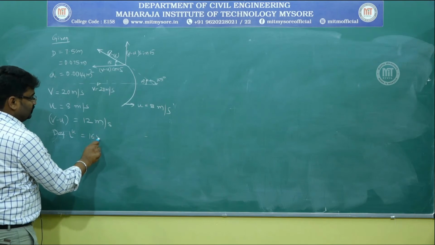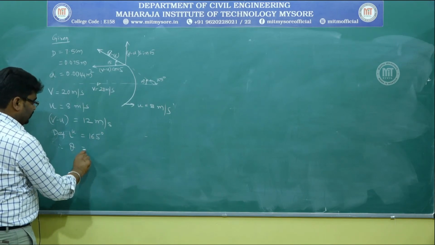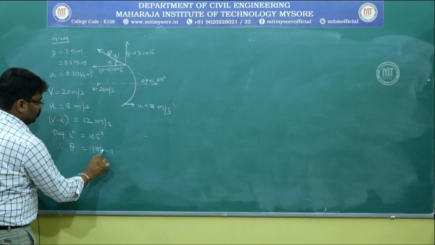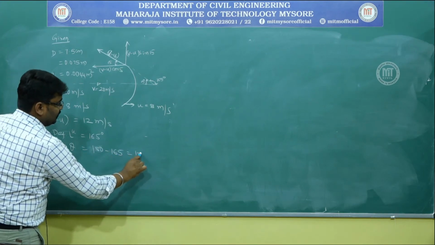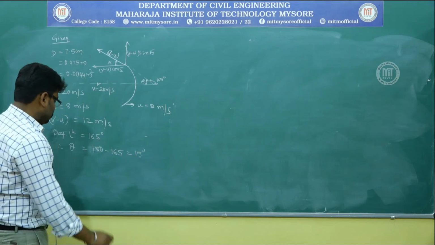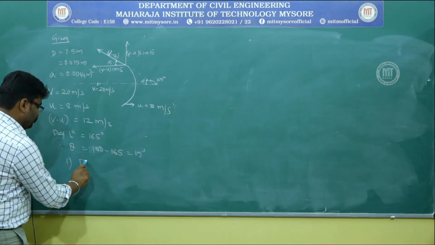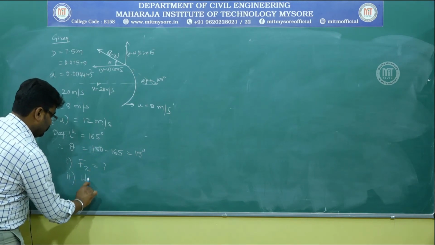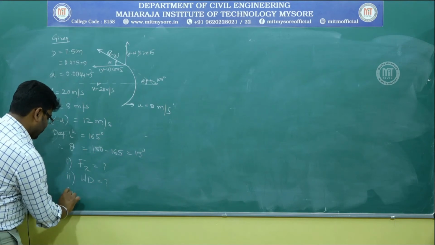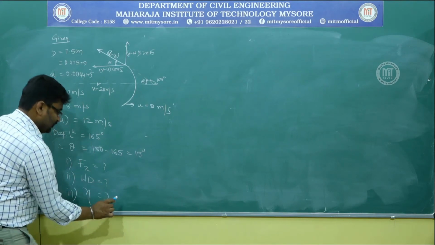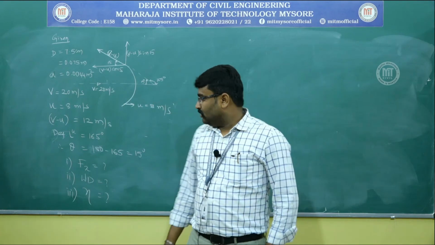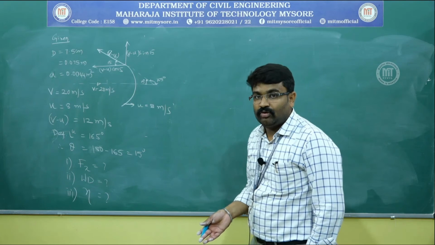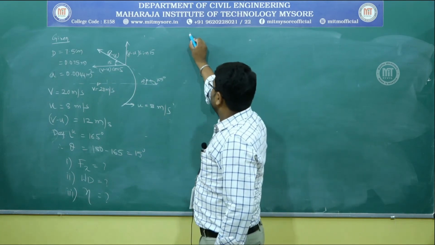First case you need to find out Fx, where the deflection angle is given. Deflection angle is 165 degrees. Therefore theta is equal to 180 minus 165, that is equal to 15 degrees. Using all this data you will have to find out Fx, second one work done, and finally you will have to find out what is efficiency. So what is Fx? How do I find out Fx? Force can be found out only using impulse momentum equation.